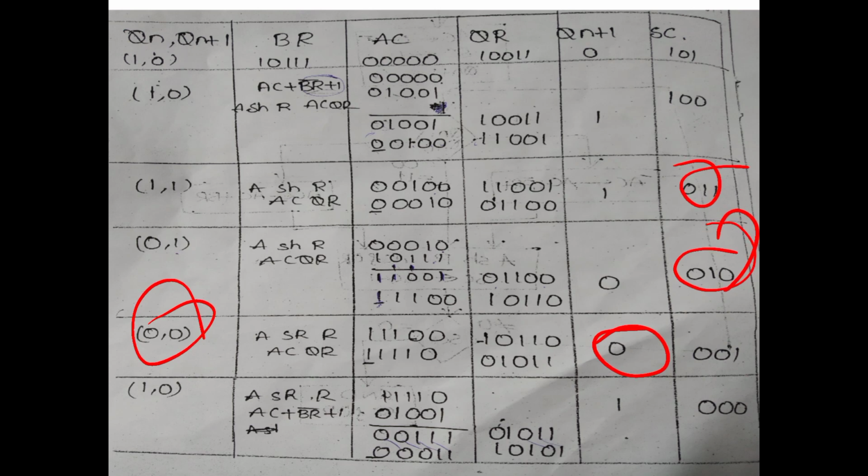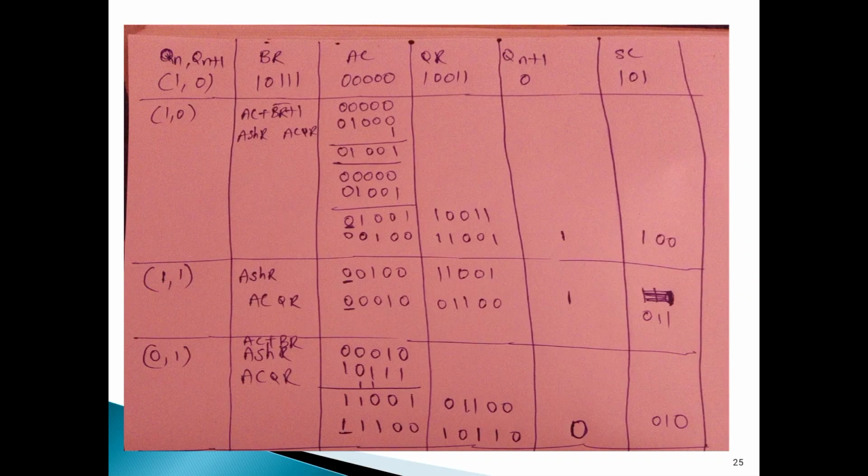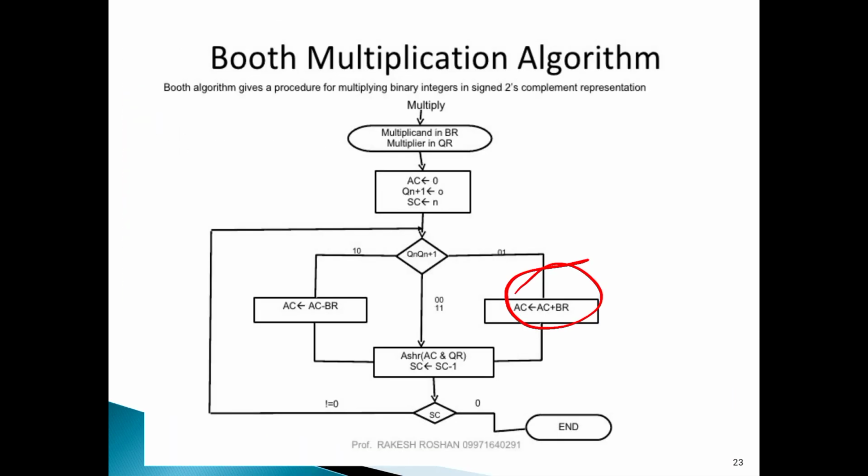And Qn+1 is 0, right? So according to the flow chart, if it is 1 0, then what will you do? 1 0 in the sense AC minus BR. What is AC minus BR in the sense? AC plus BR bar plus 1. That is called AC plus BR bar plus 1, right?